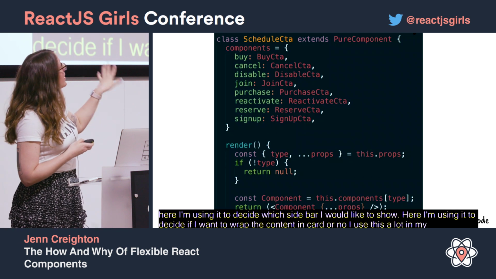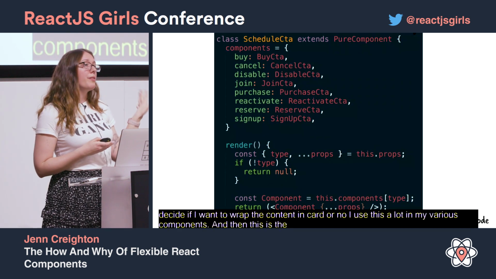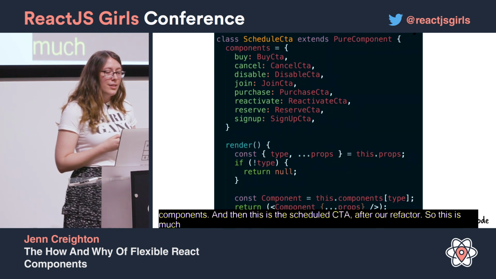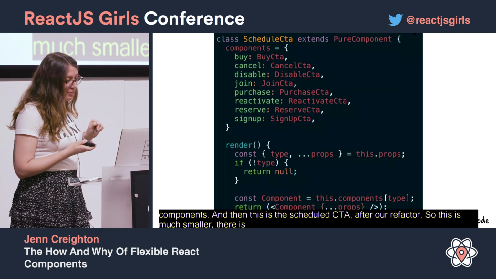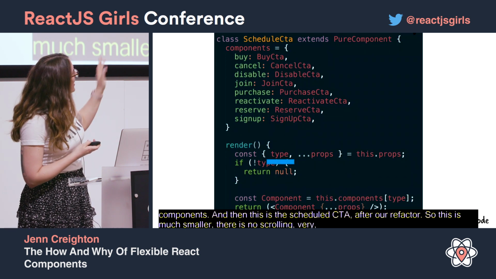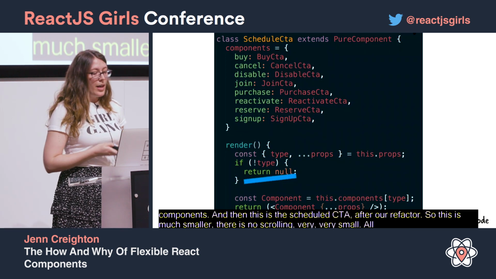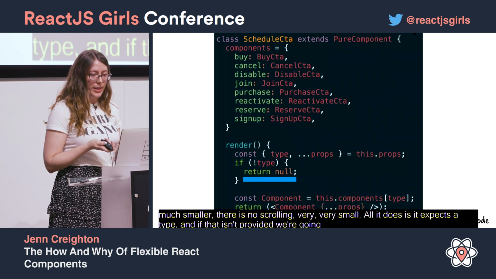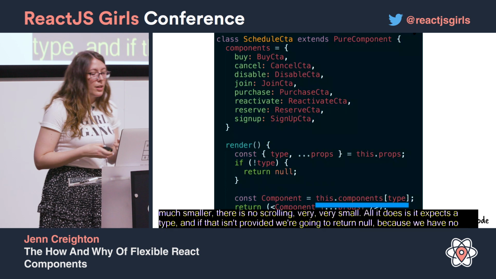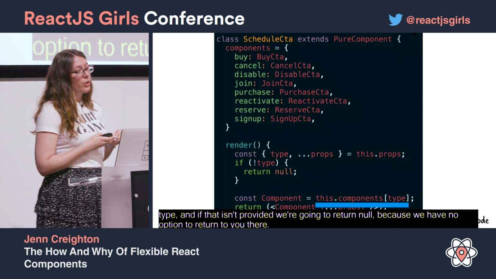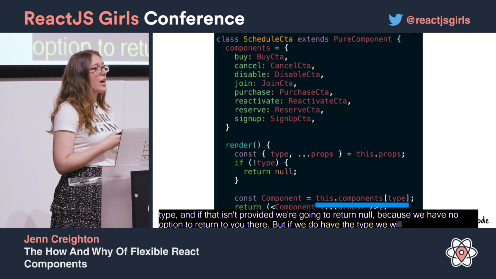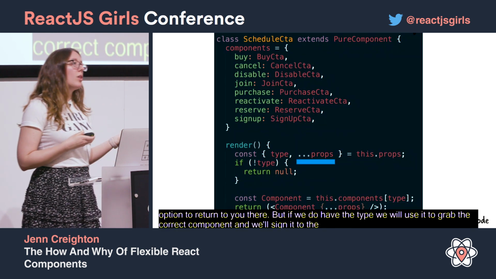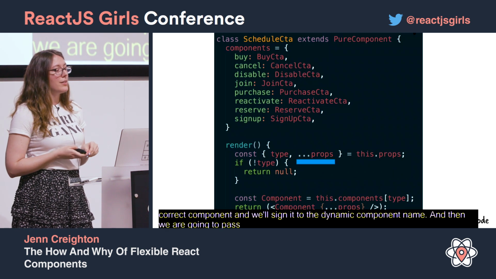And then this is the schedule CTA after our refactor. So this is much smaller. You'll notice there's no scrolling. Very, very small. And all it does is it expects a type. And if that isn't provided, we're going to return null, because we have no option to return to you there. But if we do have the type, we're going to use it to grab the correct component, and we're going to assign it to the dynamic component name. And then we're going to pass along our remaining props to that component.